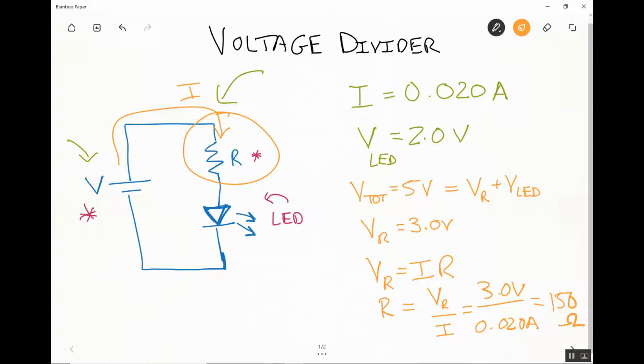Okay, so this is something I expect you to be able to do. If I give you a data sheet for an LED or the voltage requirements and current requirements for an LED, I expect you to be able to calculate how big a resistor you would need to put in series with that LED to limit the current flowing to that resistor so it works without burning out.